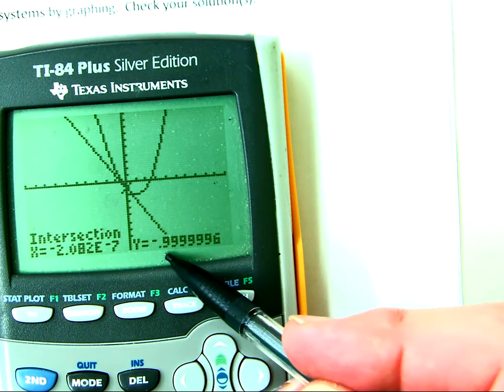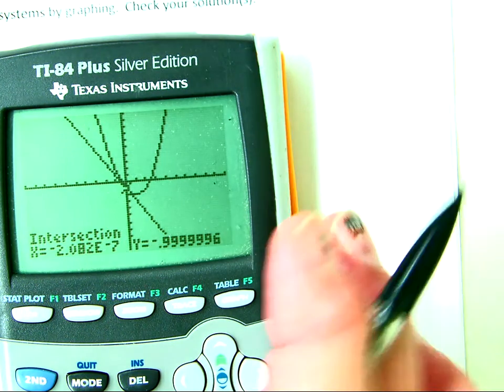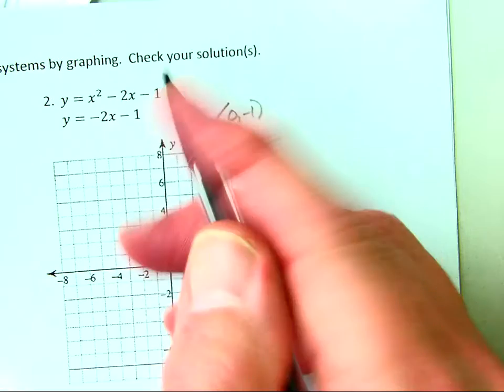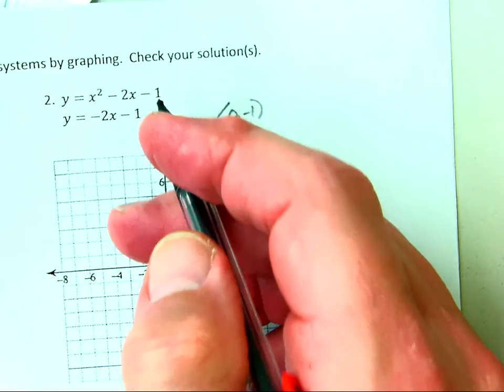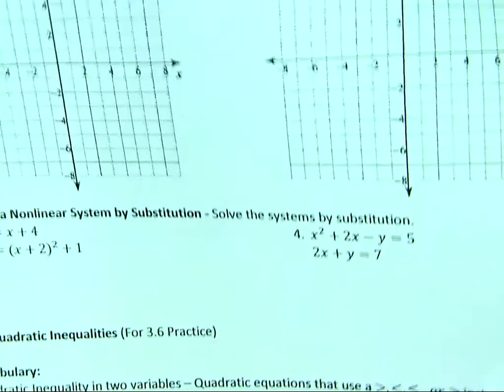Here, negative 0.9999996, that's really close to negative 1. The actual point is 0, negative 1. If you plug 0 in here, 0, negative 1 is on both of those graphs. Okay? So that's by graphing. Those are a couple of strange ones.